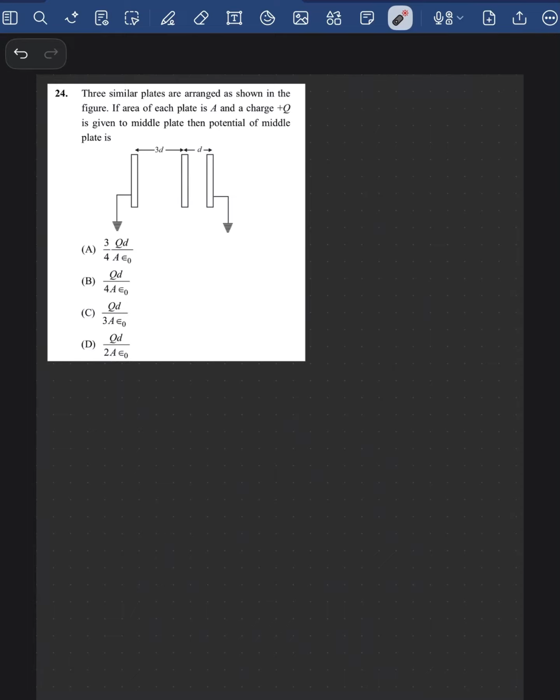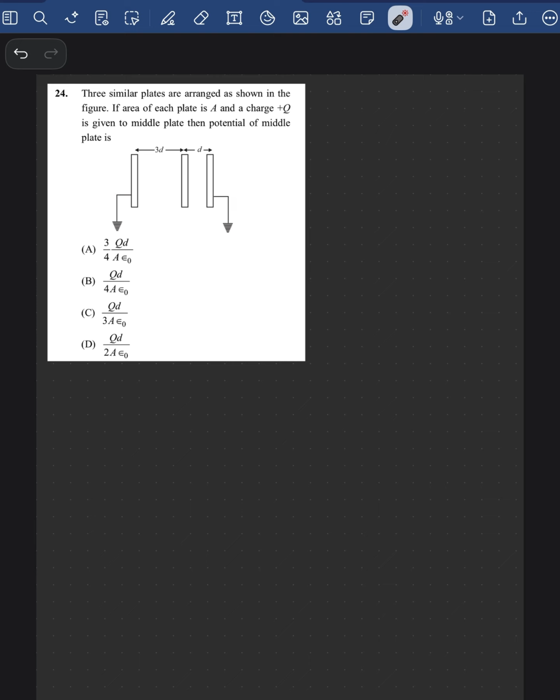Hey guys, so in this question, you have three similar conducting plates, arranged as shown in the figure. These two plates are separated by 3D. These two plates are separated by a distance of d. The area of each plate is given as A, and a charge of Q is given to the middle plate.